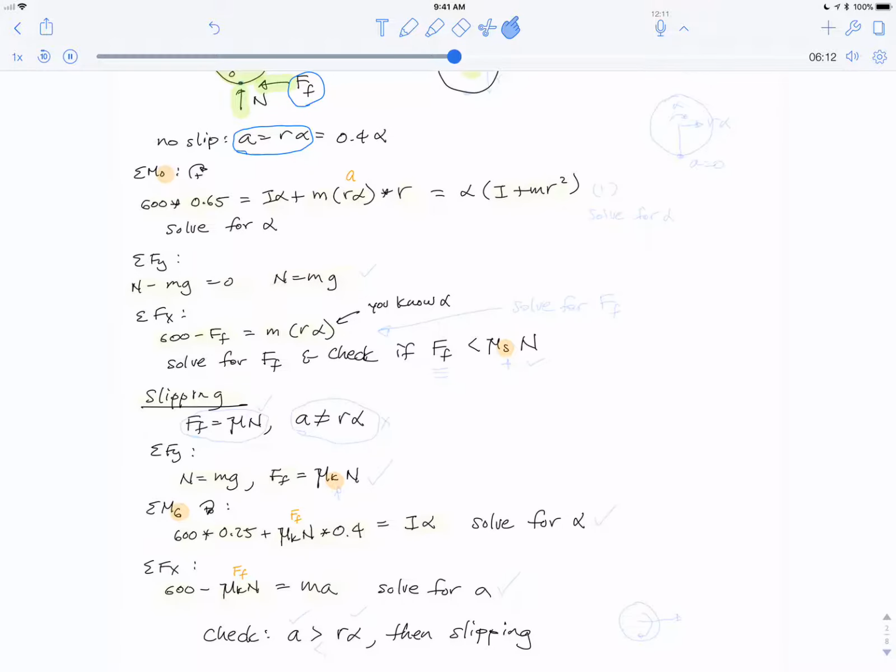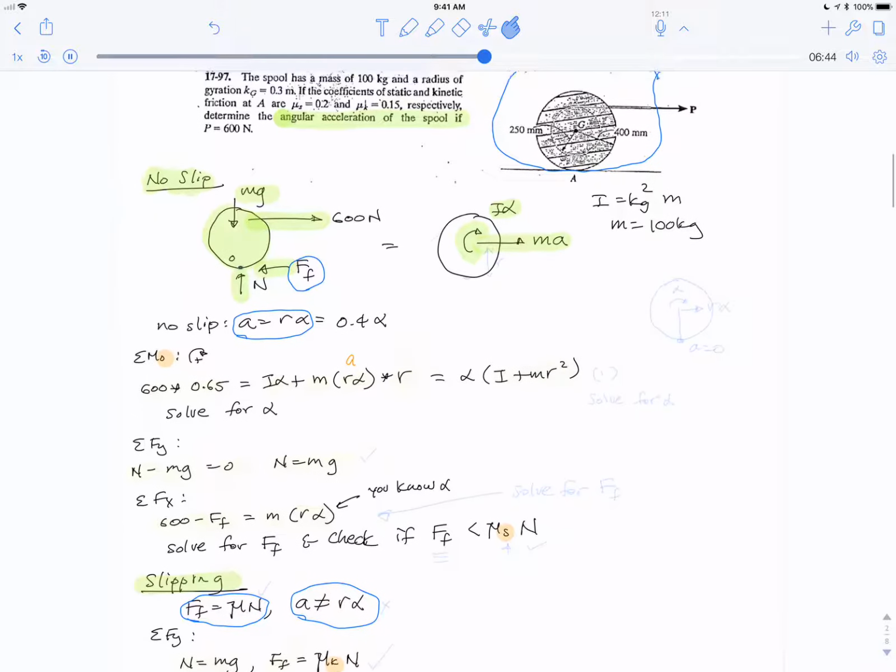So while we're at it, let's talk about the other possibility, and then we'll continue with the solution. In the other possibility, it could be slipping, which means then you do know the friction force. It is mu N, but then in that case, the acceleration of the center of the wheel is not r times alpha. So in the one case, no slip, you don't know the friction force, but you know the relationship between alpha and acceleration of the center of mass. If it is slipping, it's the other way around. You do know the friction force, mu times N, but you don't have a relationship between acceleration and r times alpha. So let's go through both solutions, and I'll show you how to check which one is true.